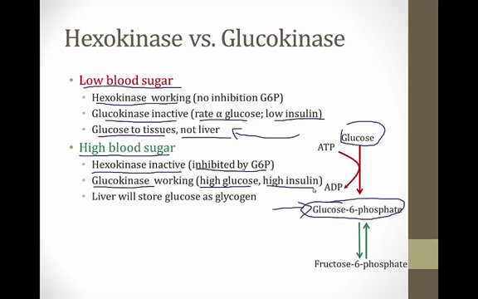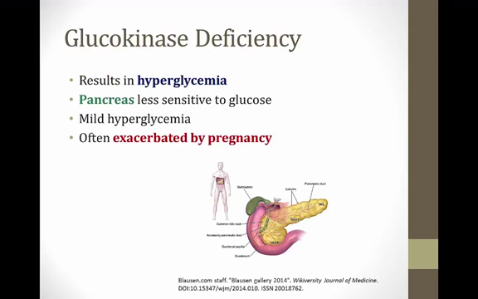There's also high insulin, and insulin can stimulate this enzyme. This means that in the setting of high blood sugar after a meal, the liver will store glucose as glycogen, and the tissues will take up only as much as they need in order to satisfy their metabolic requirements. Rarely, people can be born with a relative deficiency of the glucokinase enzyme, and this results in hyperglycemia.